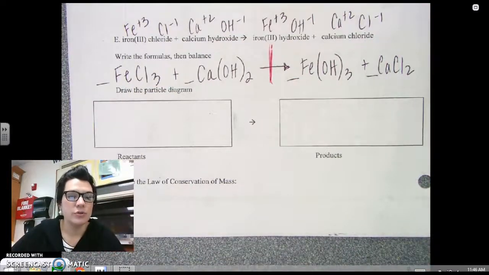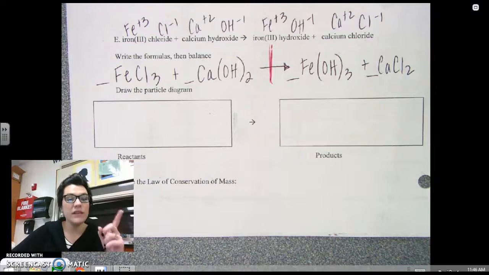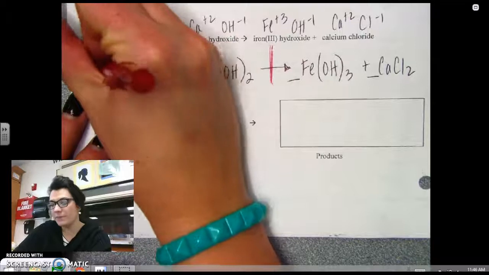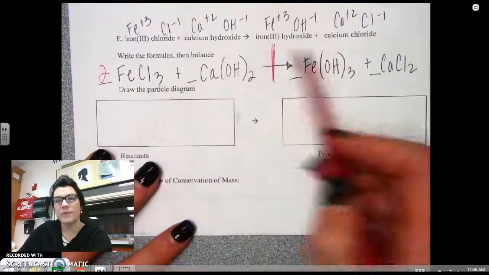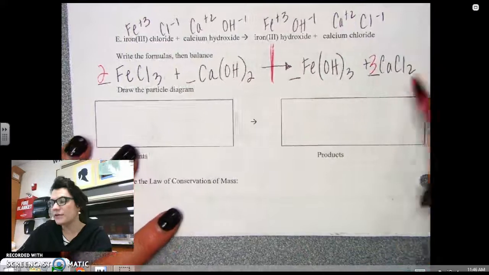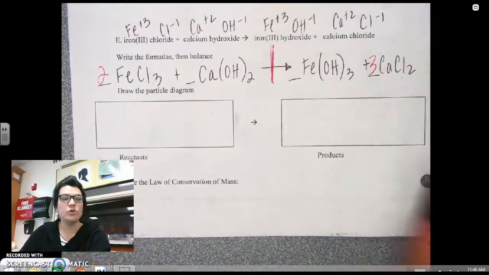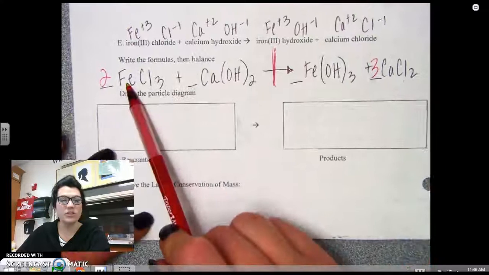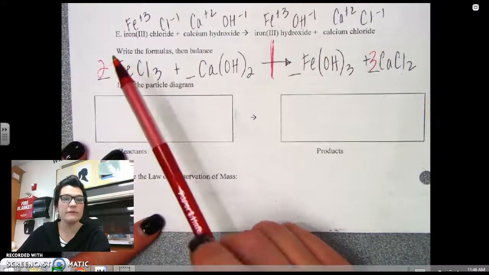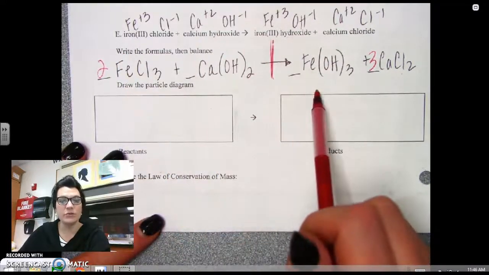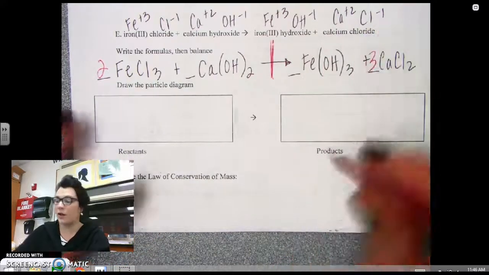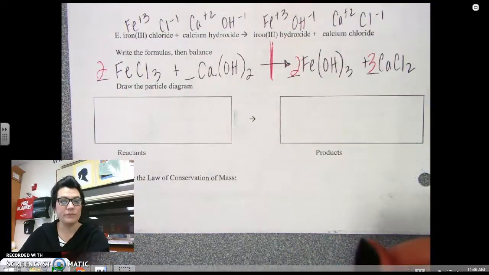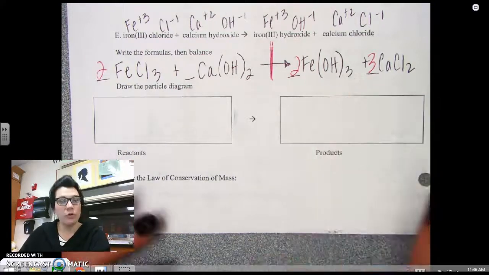So here's something new. I have 3 and 2, so I have to ask myself, what can I make these both into that they can both be multiples of? And the answer to that question is 6, right? Because if I put a 2 here, this becomes 6 chlorines, and if I put a 3 here, this also becomes 6 chlorines. So chlorine is now balanced. However, I just changed my iron. So now I have 2 irons on this side. How many do I still have on this side? Still 1. So I have to put a 2 out front here. So iron and chlorine are now balanced.